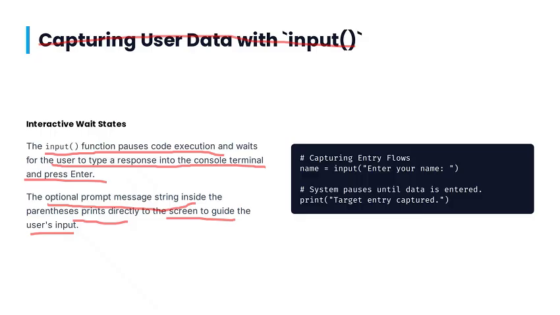Here is an example capturing entry flows. name equal to input, enter your name. Here, in the console it will ask us to enter the name, we have to enter it, and then this print, target entry captured, is printed.